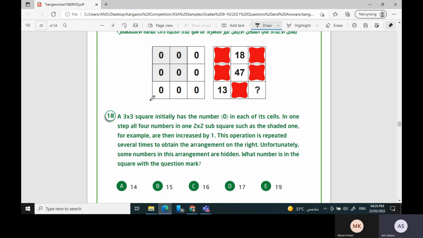Okay, so you can see here we started from 0. We can change only 4 of them. So for example, if I click here, I'm going to add 1, 1, 1, 1. I can move it. So I can do it for these 4 numbers. I can click here and add 1, 1, 1, and 1, and so on. These numbers are hidden. I can't know their actual values, but I got 18, 47, 13, and they want to know this one.